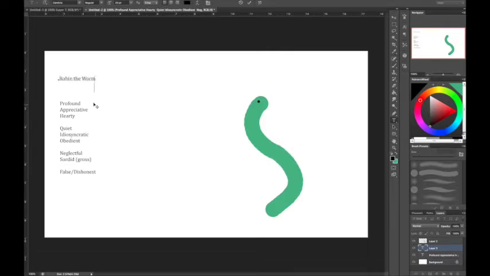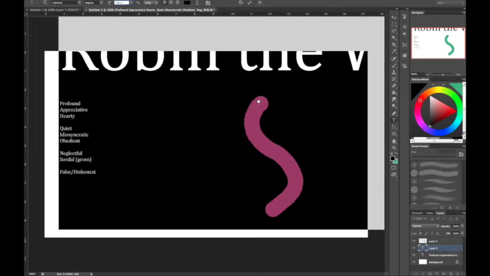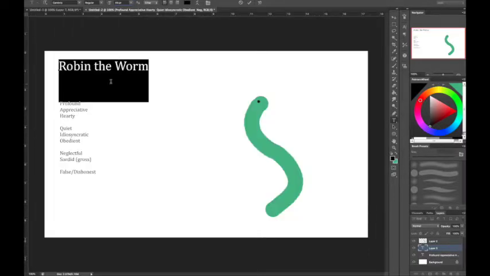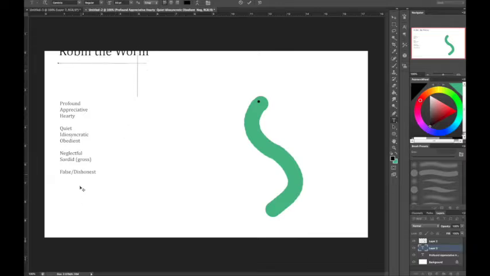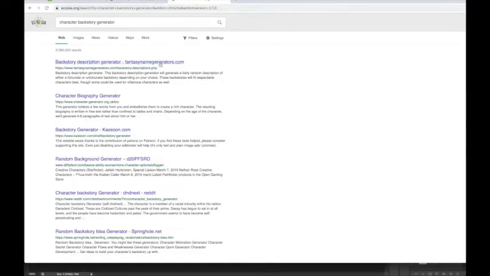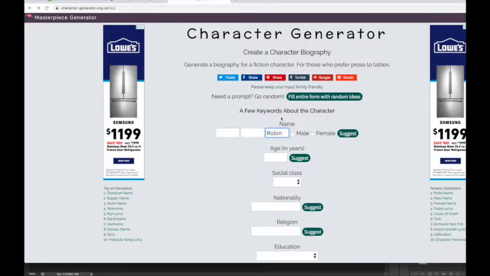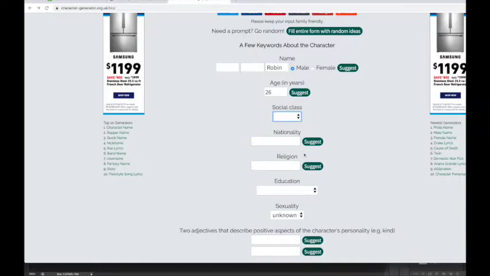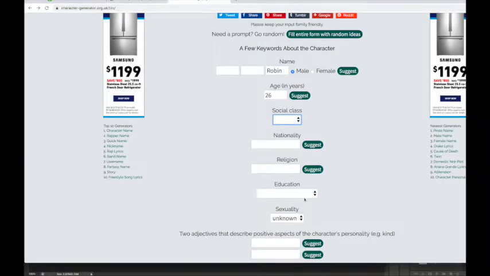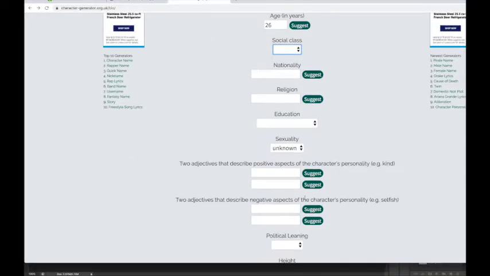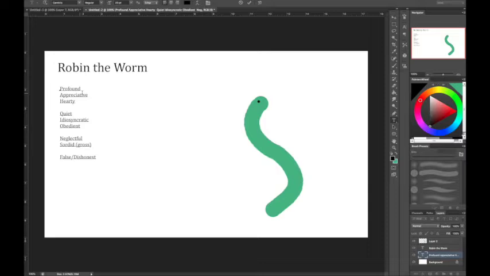Okay. And because this is a fantasy story, we'll just pretend that it makes sense that Robin could, oh god, that's huge. Okay, there we go. Robin could just be a worm, even though, usually in real life, bookworms would be larvae. There is a character backstory generator. Let's see. Okay, his name is Robin. We're gonna say he's male. His age, I don't know. Okay, he's 26. His social class, don't know. Nationality, doubt that matters. Okay, he's a worm. He's a worm. He's profound and appreciative.